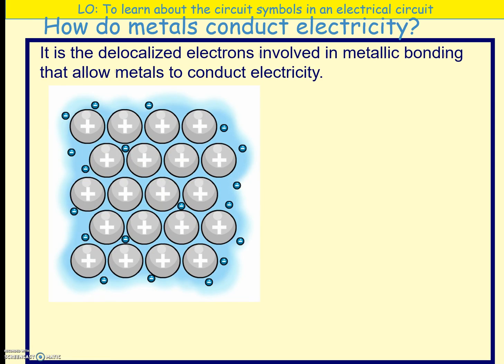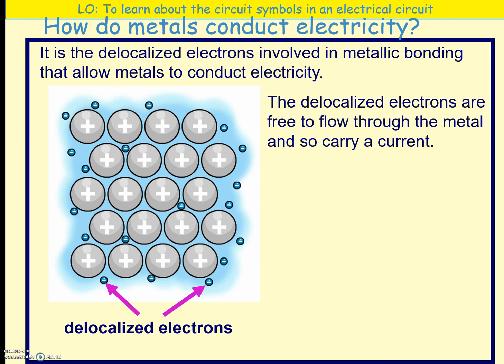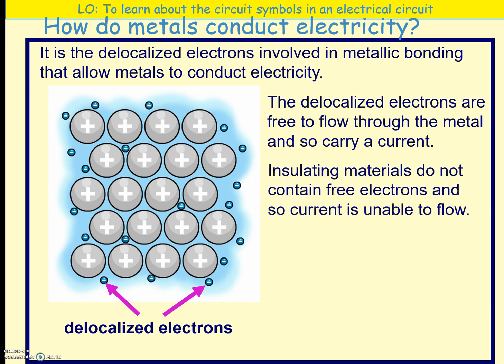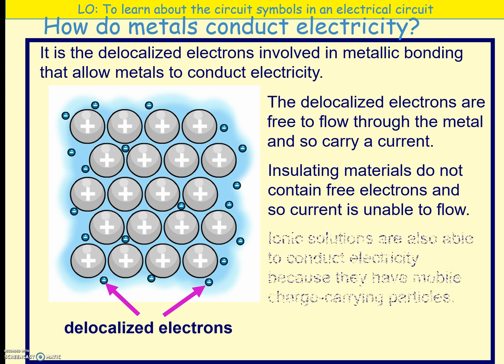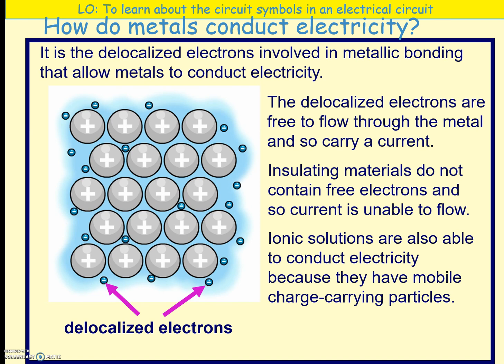So, how do metals conduct electricity? It is the delocalized electrons involved in metallic bonding that allow metals to conduct electricity. The delocalized electrons are free to flow through the metal and so carry a current. Insulating materials do not contain free electrons, and so current is unable to flow. Ionic solutions are also able to conduct electricity because they have mobile charge carrying particles. So we've got examples of delocalized electrons here.